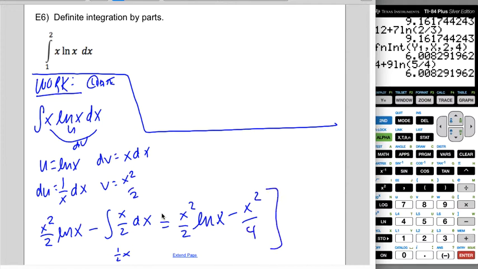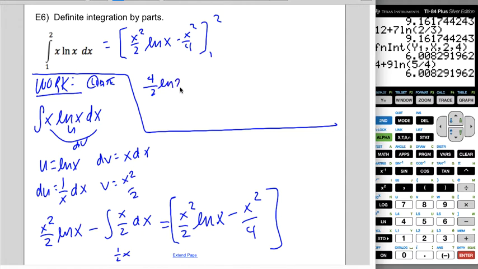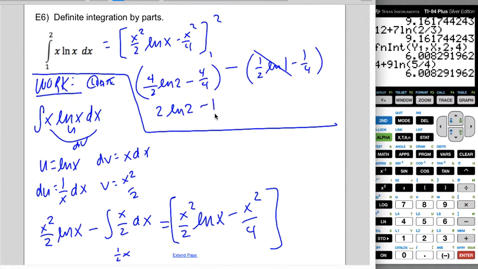All right, so this is what I'm going to evaluate, right? So I'm just going to go up here and say, cool, so that's x squared over 2 natural log of x minus x squared over 4 evaluated from 1 to 2. So when I plug in, I'm going to get 4 halves natural log of 2 minus 4 over 4, right? Minus, when I plug in 1, I'm going to get 1/2 natural log of 1 minus 1/4. Well, natural log of 1 is a 0, so that's gone. So I get 2 natural log of 2 minus 1, right?